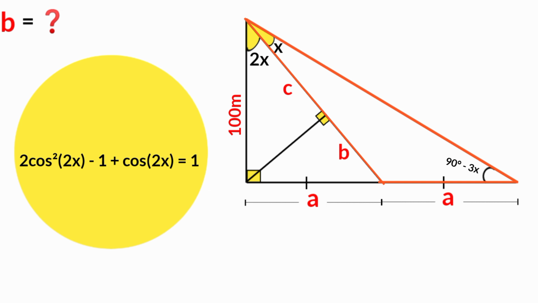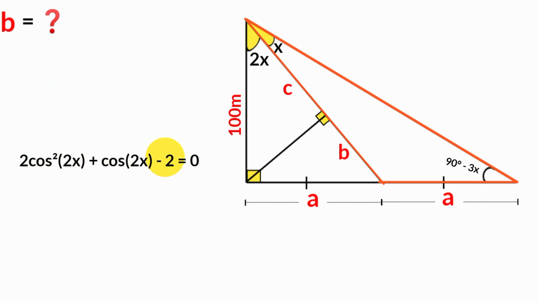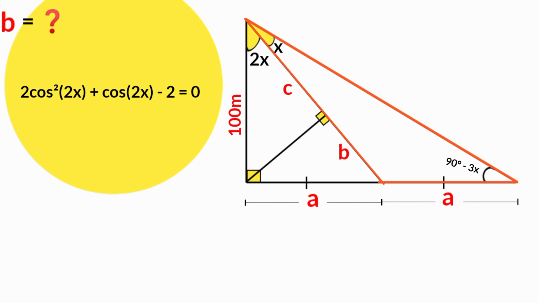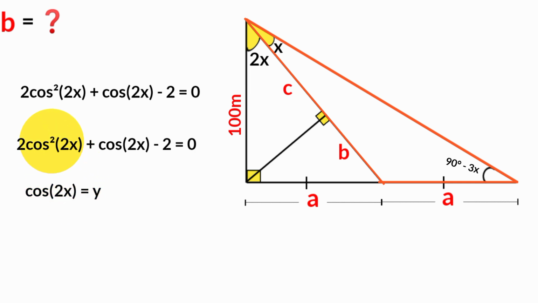Take 1 to the left. So 2 cos squared 2x minus 1 plus cos 2x minus 1 equal to 0. This minus 1 minus this minus 1 is minus 2. So 2 cos squared 2x plus cos 2x minus 2 equal to 0. Now take a duplicate of the equation here. Assume cos 2x equal to y. Now this cos squared 2x is same as cos 2x all squared.